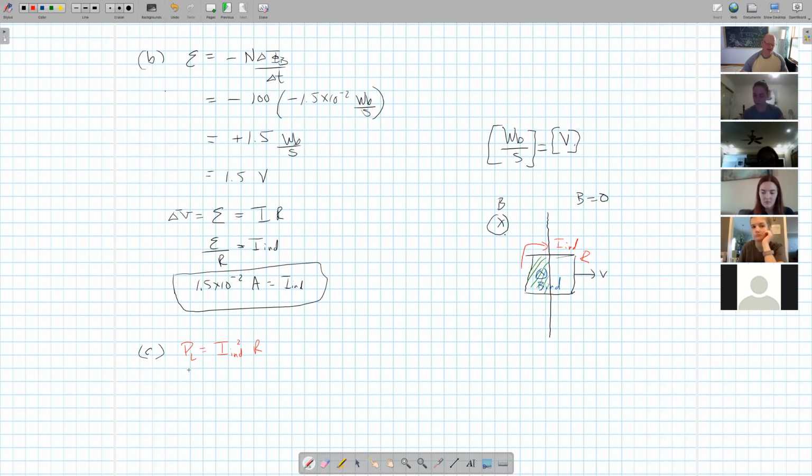But it's not asking about the power, it's asking about the energy. So remember that power, by definition, is the change in energy divided by the change in time. Which means that the change in energy, the energy which is actually lost, is equal to the power which is lost times the change in time. So if I put all this together, this is the induced current squared times the resistance times the change in time, which is 0.01 seconds.